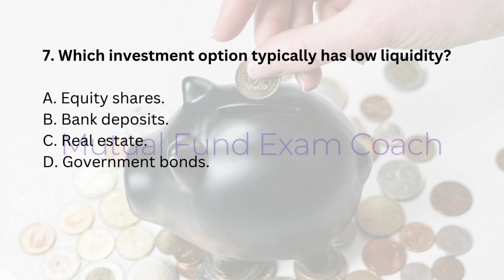7. Which investment option typically has low liquidity? A. Equity shares, B. Bank deposits, C. Real estate, D. Government bonds. Answer: C. Real estate.